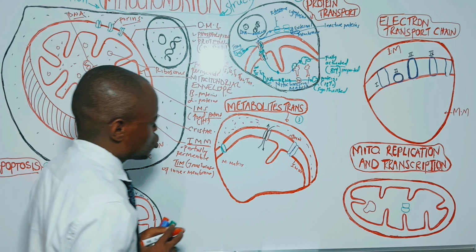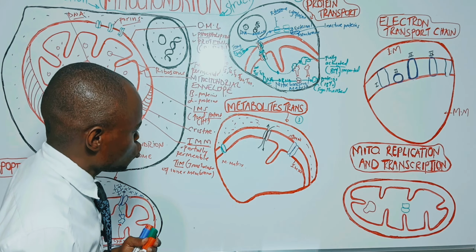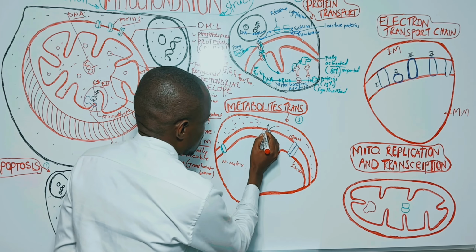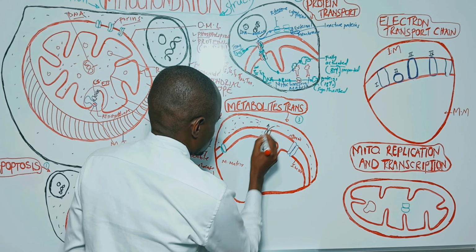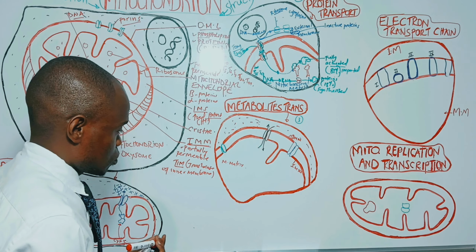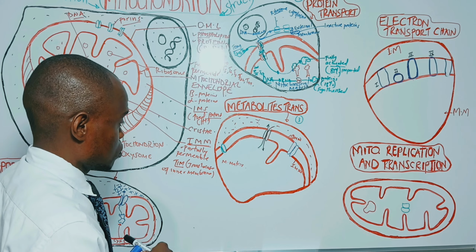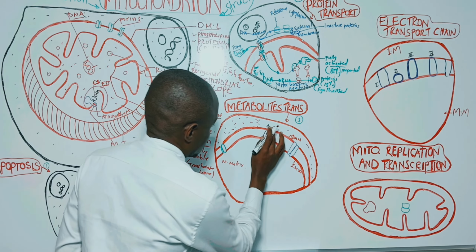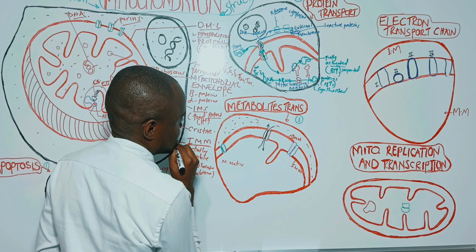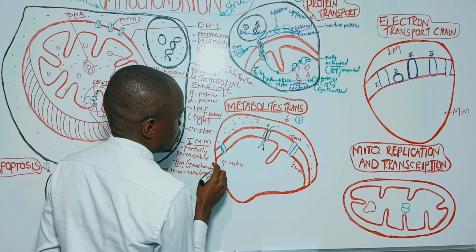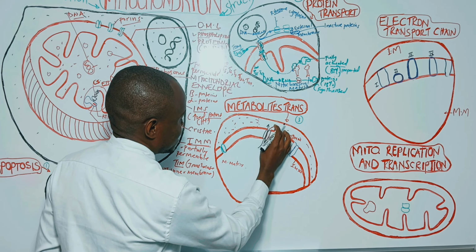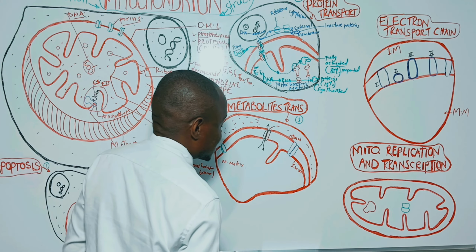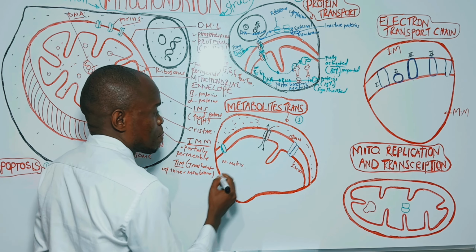Now, I have my structure here. This is the outer membrane, and this is the inner membrane. These are just protein channels that we are seeing there. This mitochondria allows the influx or the flow of certain chemicals. What is this one here? The acetyl coenzyme A.